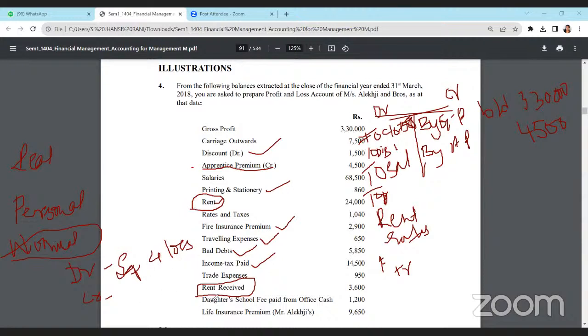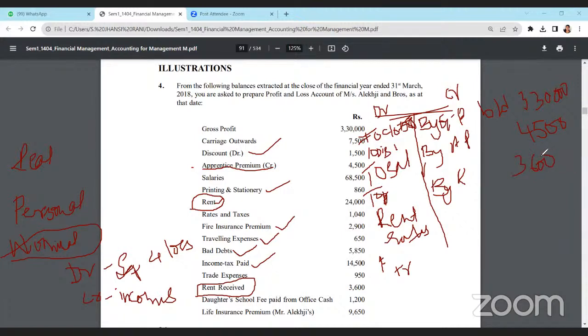But if you look at here, they have given us rent received. Rent received means what? It is an income to us. So whenever it is an income to us, it will be written on the income side, that is the credit side. Credit all incomes and gains. So as it is an income to us, we write on the credit side by rent received. And the amount is 3,600.